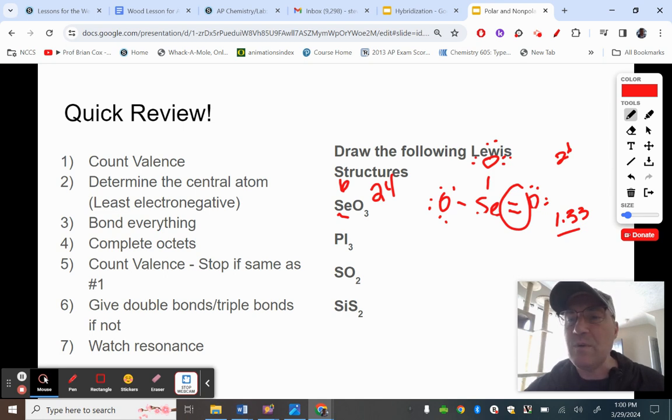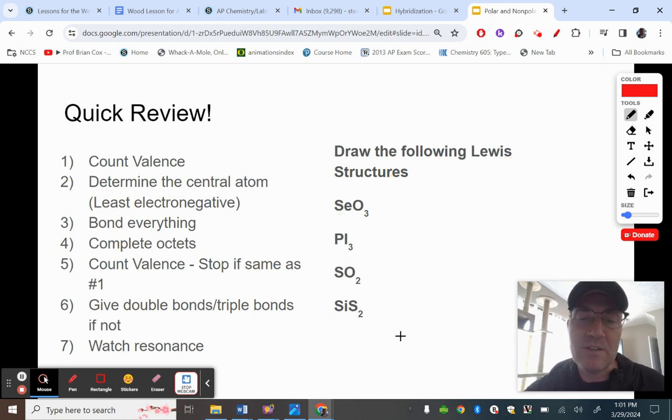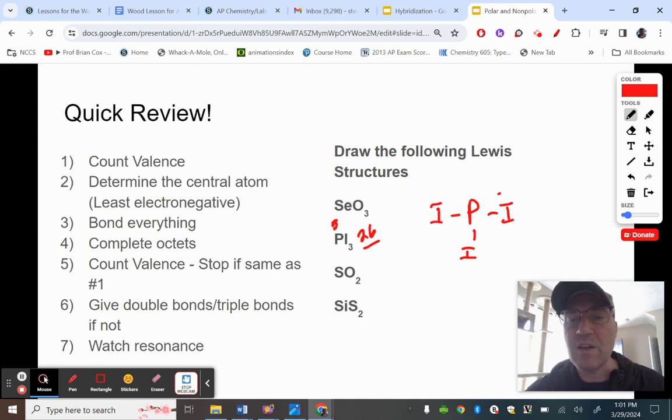Okay, so I'm going to do another one. Again, when you do these, you should follow those steps each time. When I do this one, I'm going to count them all up. This is 5, this is 7 times 3, so that's 26. Just like 24 has a look, 26 has a look. It's going to end up looking like this, and I'm going to do it a little bit faster just for the sake of this video. We're going to give everything 8. And remember, when you're done, you count, and this does in fact have 26 electrons, so it's good.